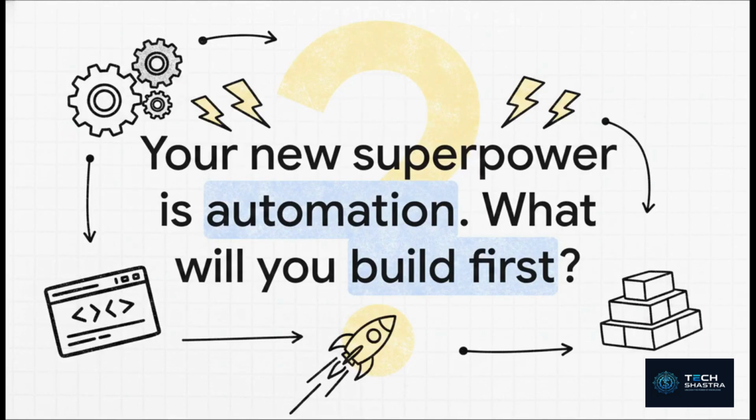And with that, we've reached the end of this explainer. But really, this is just the beginning of your journey. You now have the fundamental building blocks to take direct control of your computer and make it do your bidding. You have the superpower of automation. So I'll leave you with this question. What tedious task are you going to eliminate first? What will you build?